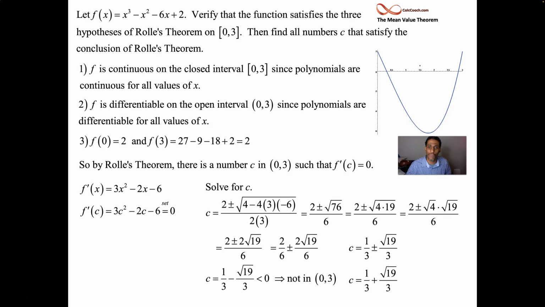It's the other one. When you add root 19 over 3, how do we know that's not bigger than 3? Well, if you're at 1/3 and you want to add something to it and all of a sudden be bigger than 3, then the something that you add needs to be bigger than 8, and this guy is not, for sure. All right, so it turns out that 1.79 is about the evaluation of that c value. So we did it. All right, Rolle's theorem.